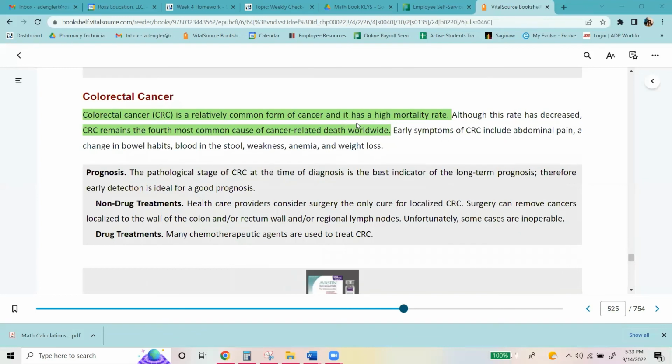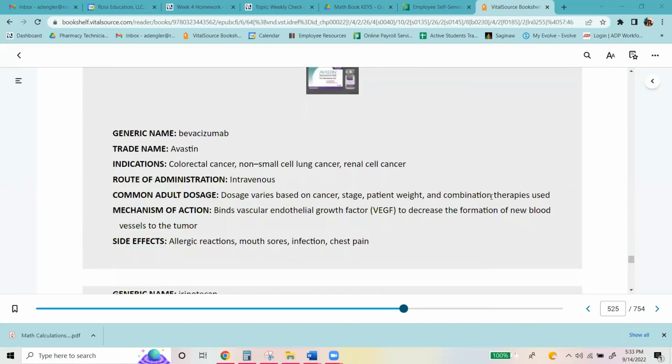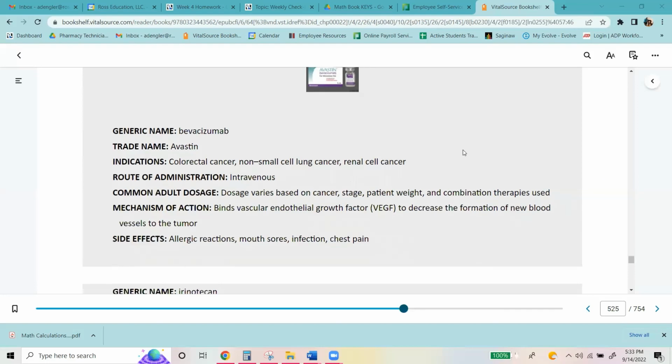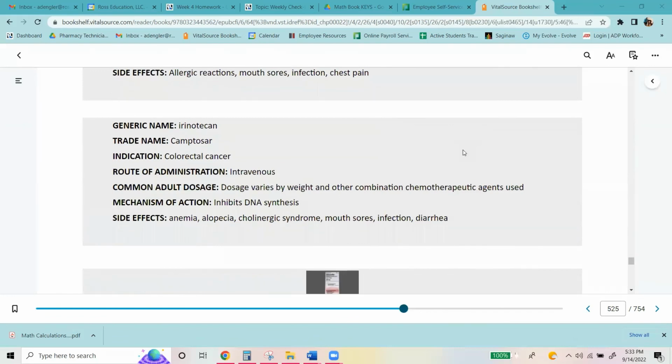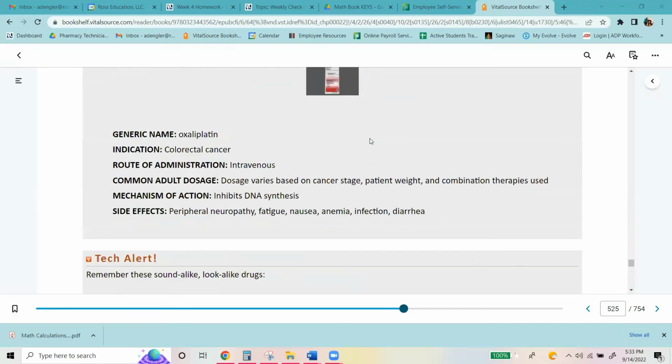Colorectal cancer is a relatively common form of cancer and it has a high mortality rate. Although this rate has decreased, it remains the fourth most common cause of cancer-related death worldwide. The medication Avastin is indicated for colorectal cancer, non-small cell lung cancer, and renal cell cancer. It is administered intravenous. The medication Camptosar is indicated for colorectal cancer given intravenously.